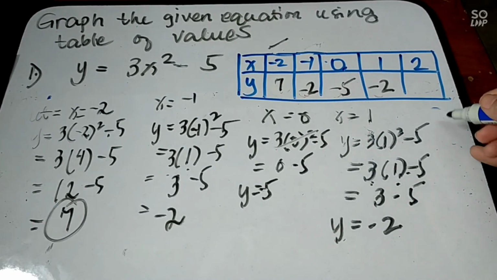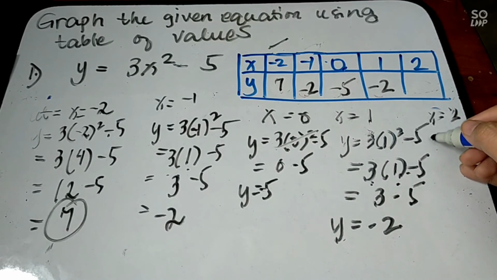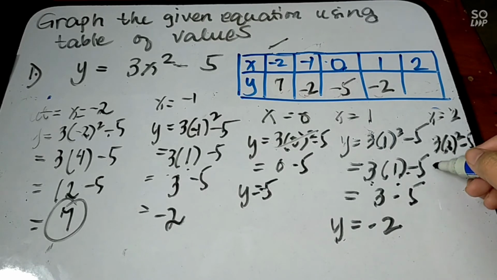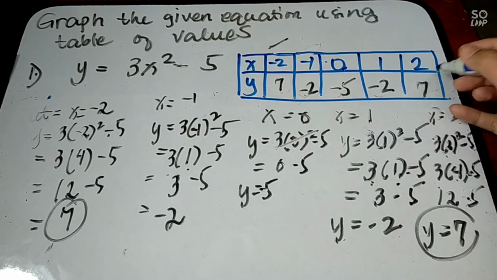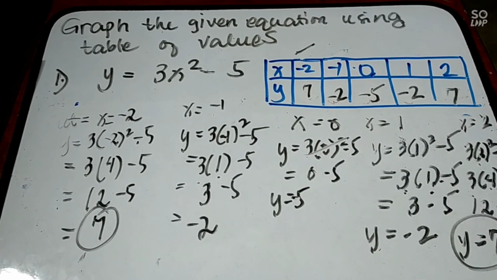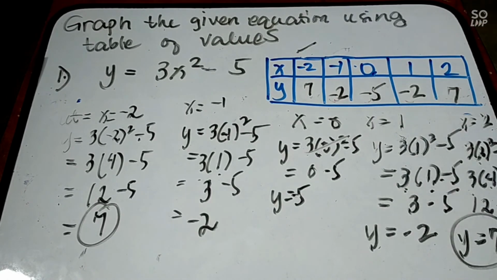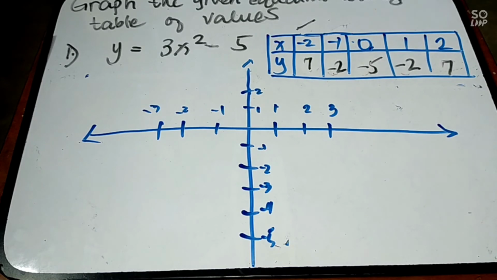Next tayo. We have here x is equals to 2. We have 3 times 2 squared minus 5. 3 times 2 squared, we have here 4 minus 5. 3 times 4, the answer is 12 minus 5. Therefore, y is equals to 7. So, 7 ulit. So, that would be the table of values. Ito yung i-graph natin ngayon. Let us move with the graph. Magpa-plot na tayo ng points using this graph.